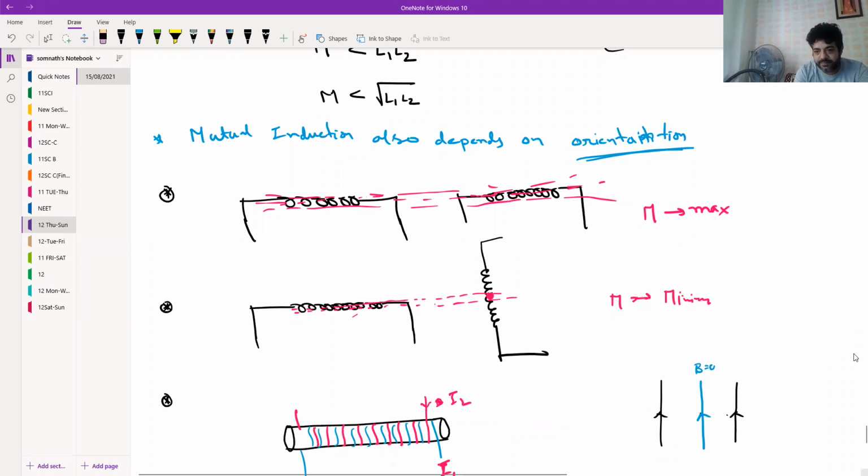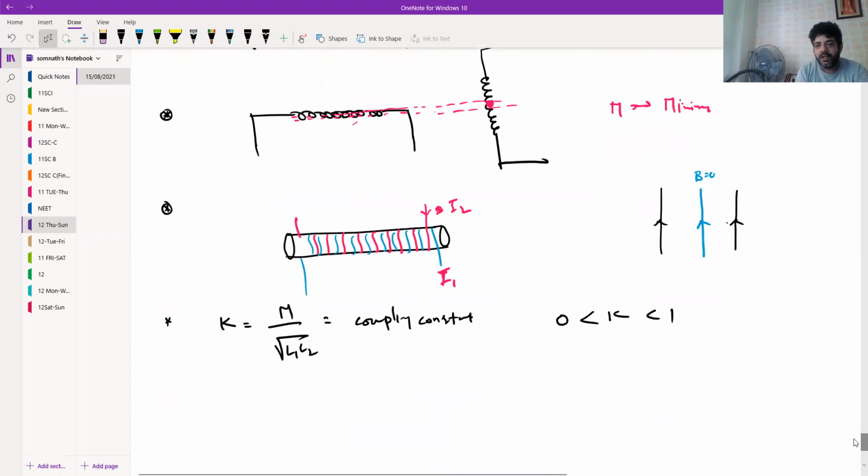So that's why neither the value of K is 1 nor the value of K is 0. It is always in between. So that's why you can say root under L1 L2 is greater than capital M, or M is less than root under L1 L2. Yes or no?